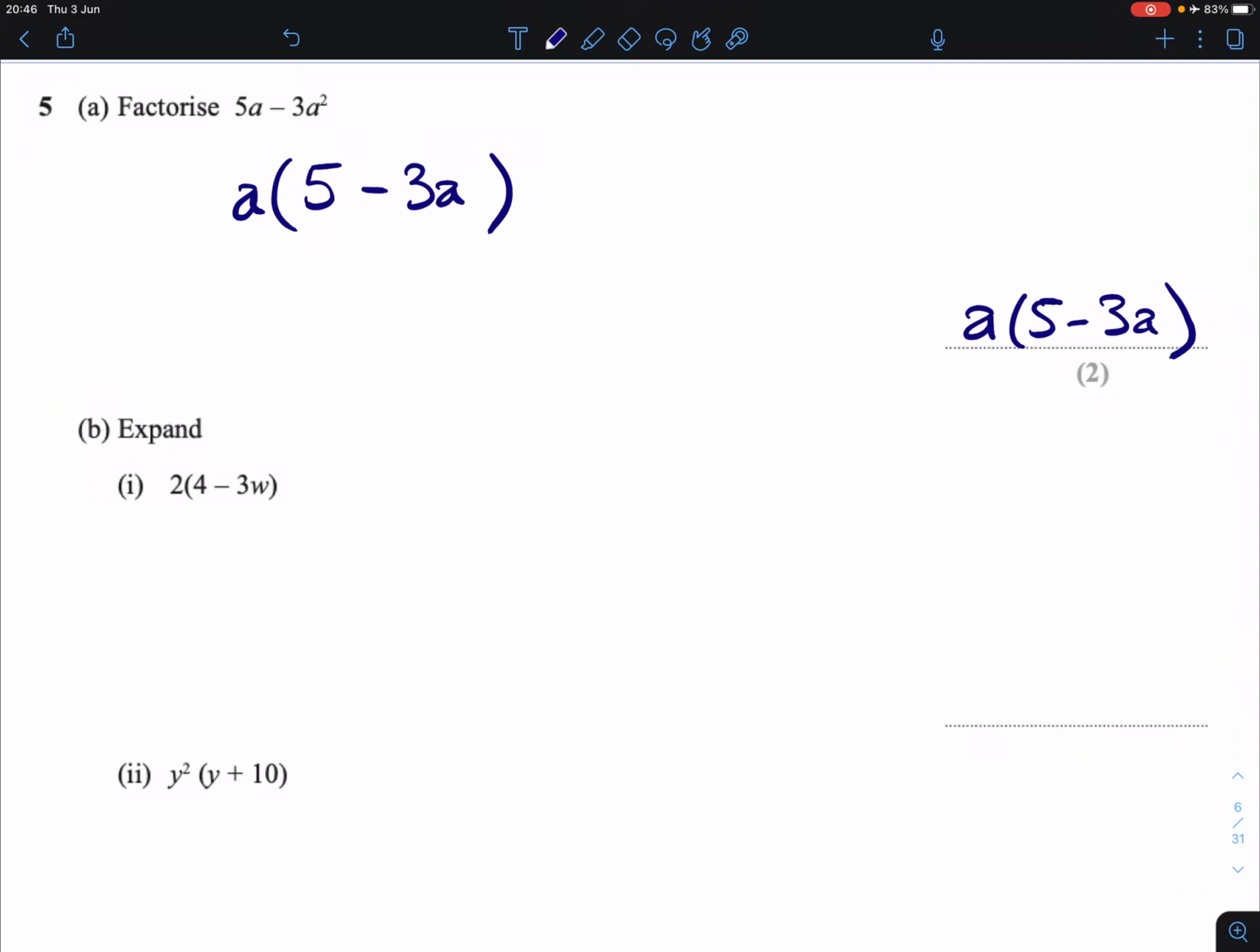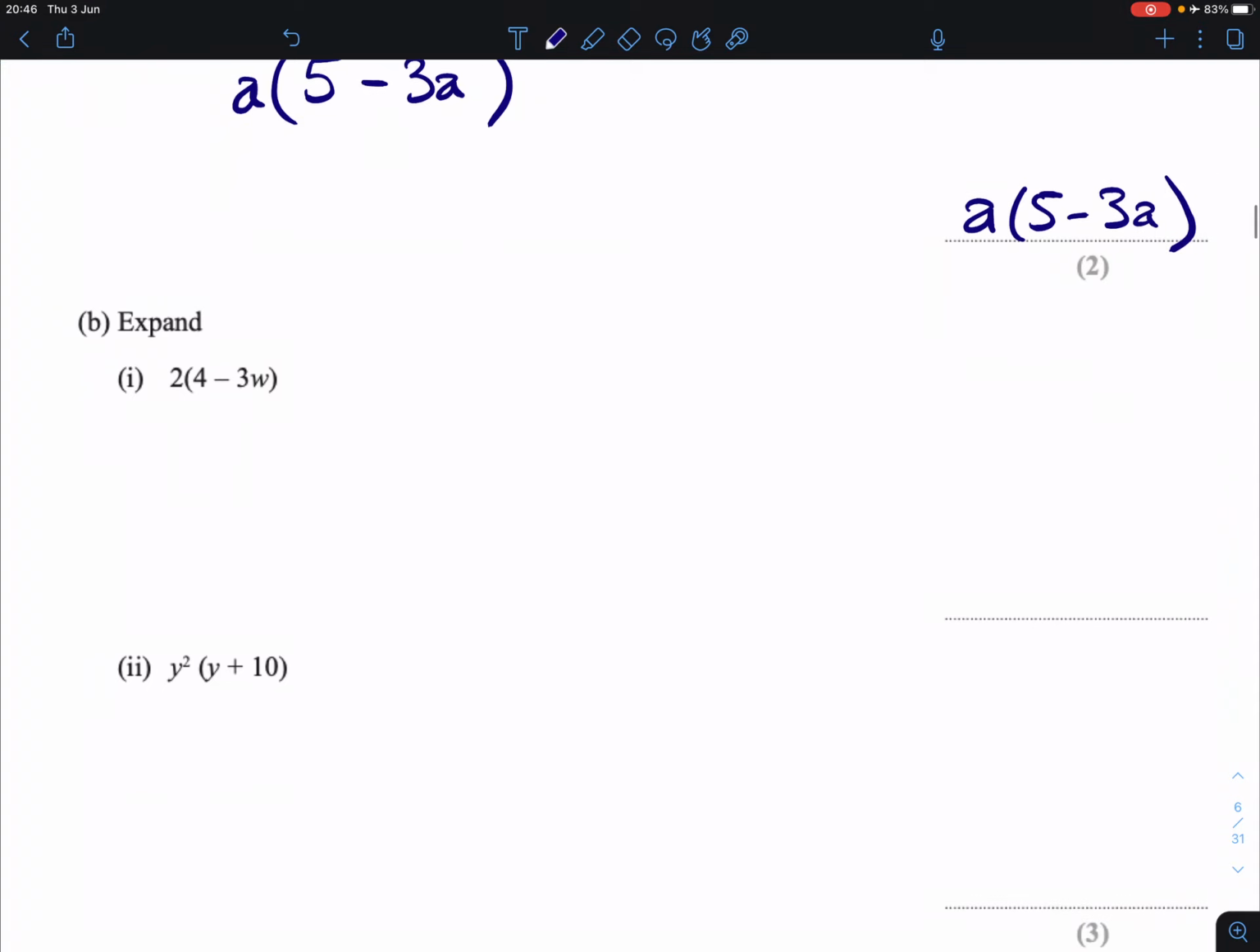Part b. B part 1. Expand 2 bracket 4 minus 3w, close bracket. That means that everything inside that is going to get multiplied by 2. 2 times 4 is 8. 2 times a negative 3w is a negative, or take away 6w.